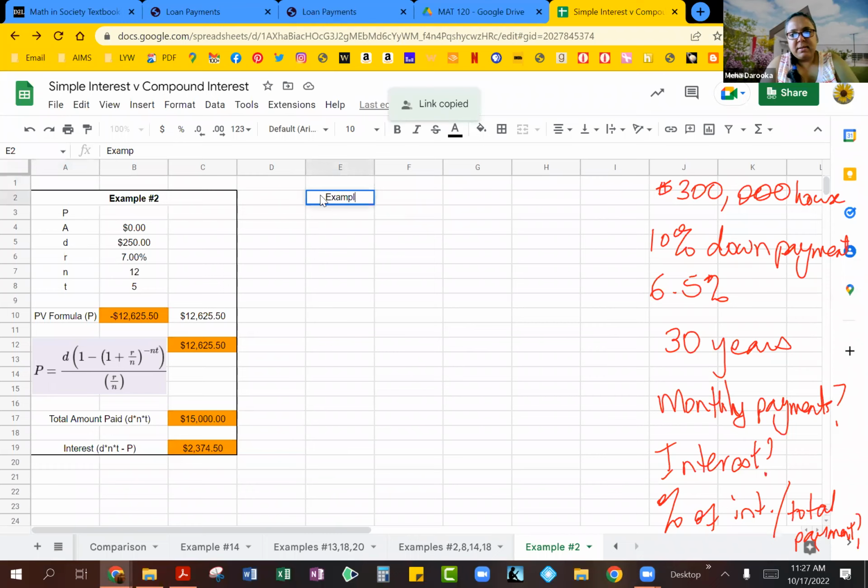Okay, so this is example number 6. If the value of the house is $300,000 and they're telling us that she is going to pay 10% as a down payment, how much is she paying towards the down payment? How are you going to calculate that 10%?